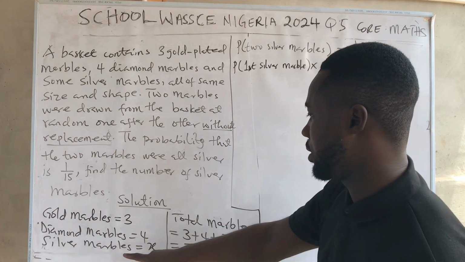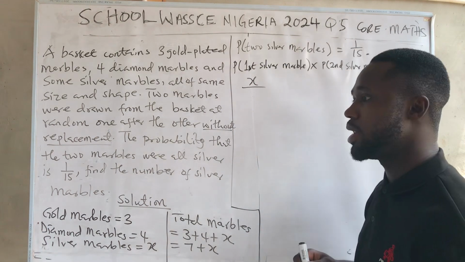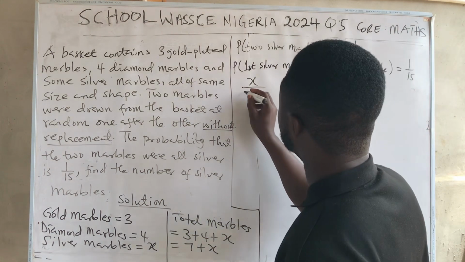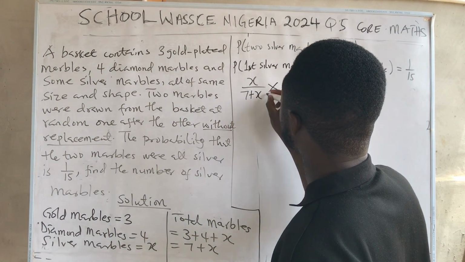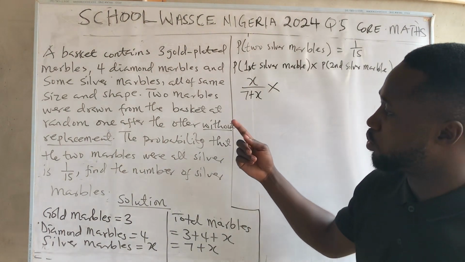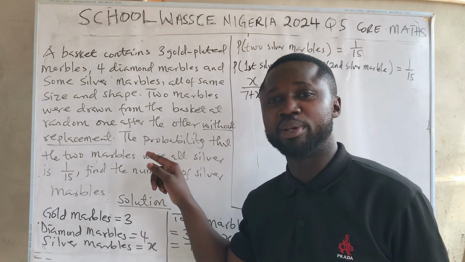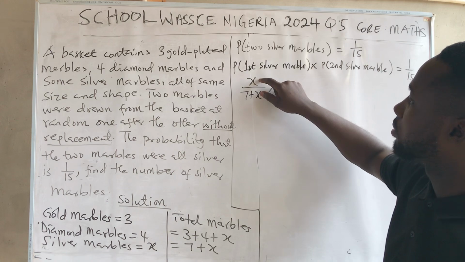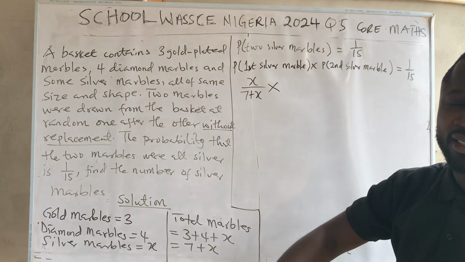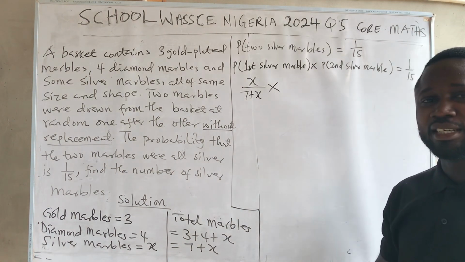So we know that the silver marble is X. So if the first is silver, that will be X over how many marbles are in the bag. That is 7 plus X. So X over 7 plus X times, alright. Then the second one was also what? Was also a silver marble. But take note, it is without replacement. So when the first silver marble was drawn, we didn't replace it, we didn't put it back into the basket. Okay, it was put aside. Then we come to the basket and draw the second silver marble.